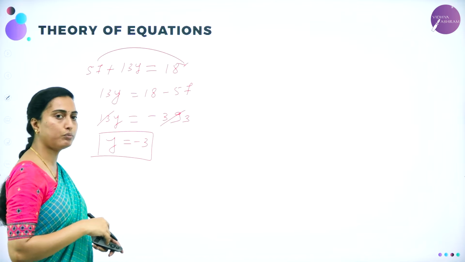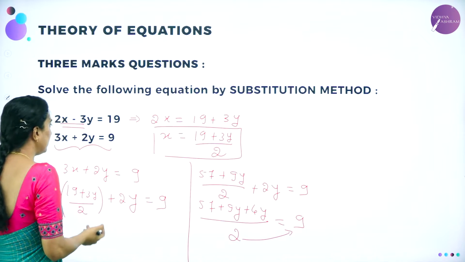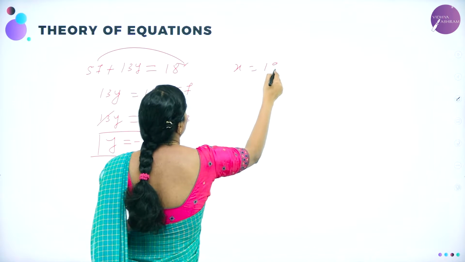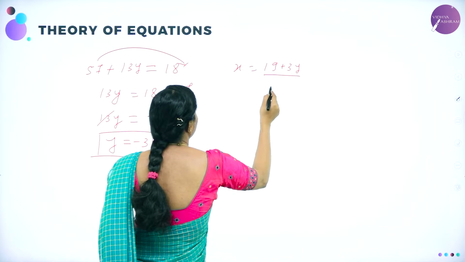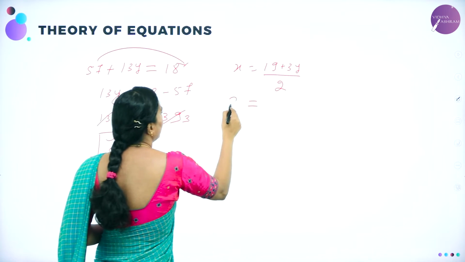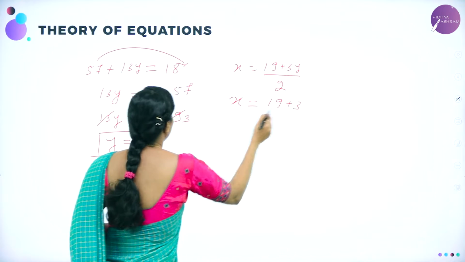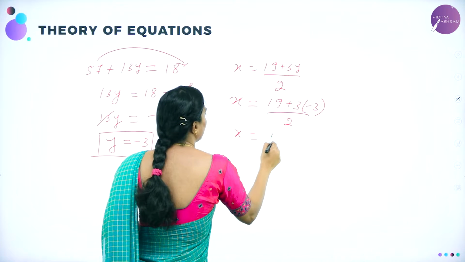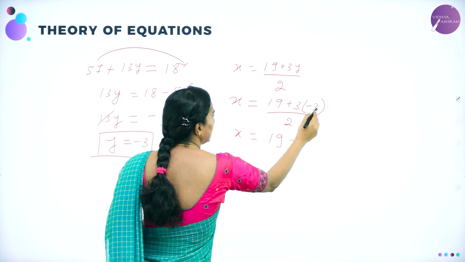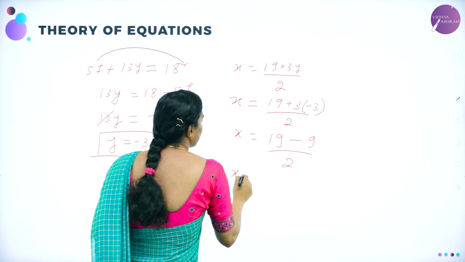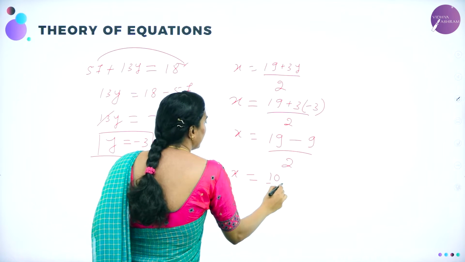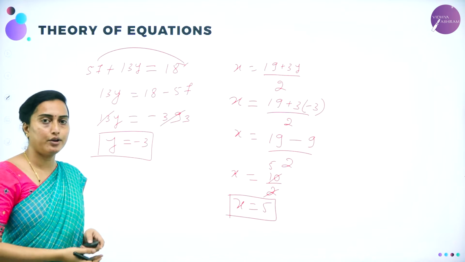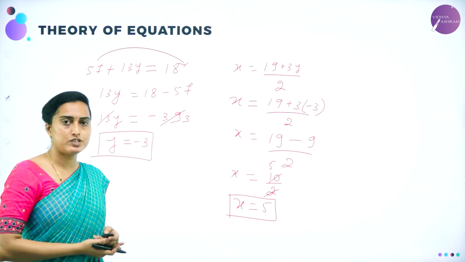Now you got y is equal to minus 3. Now here you can substitute in any one of the equations. Here x you can substitute here. So x is equal to (19 plus 3y) divided by 2. So therefore x is equal to (19 plus 3 into y value, which is minus 3) divided by 2. So x will be equal to (19, plus into minus is minus, 3 3s are 9) divided by 2. x will be equal to 19 minus 9 is 10 divided by 2. x will be equal to 5. I hope you got this one, how to solve by substitution method.